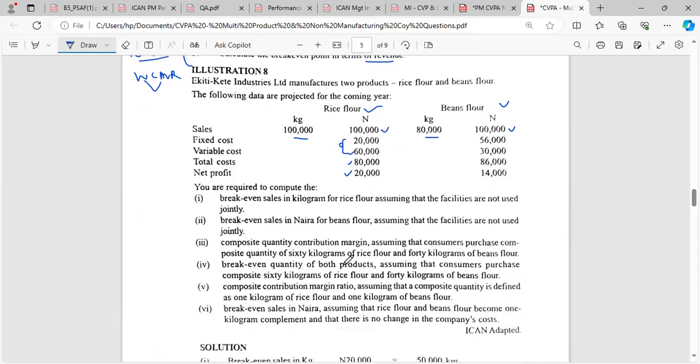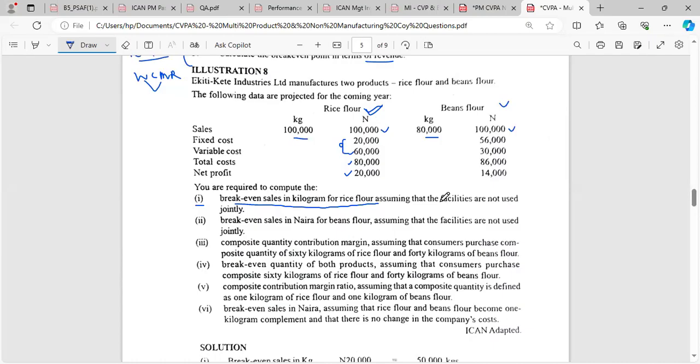Now look at the whole requirement that they put before us. ICAN and their wahala. They said, you are required to compute the break-even sales in kilogram for rice flour. Focus on rice now. The break-even sales in kilogram. That kilogram is more or less saying in units. You understand? In units, for rice flour, assuming that the facilities are not used jointly. So calculate the BEP for just rice only. Forget about joint products. Forget about using beans together with rice, and you're not going to calculate the weighted average. No. Calculate just for rice only.